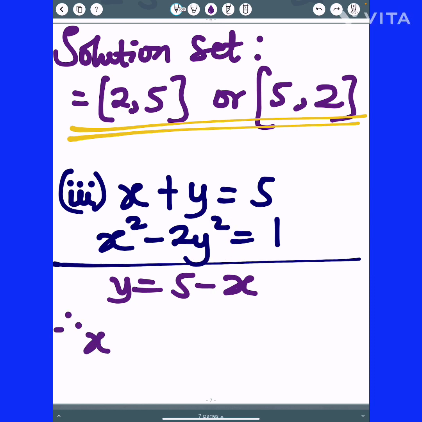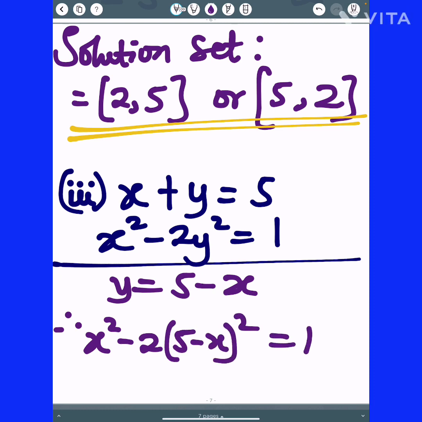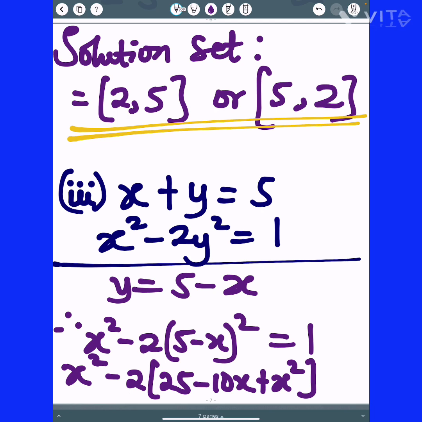Therefore, x squared minus 2 times (5 minus x) squared is 1. You know what I've just done there? Instead of writing 2y squared, I'm going to write 2 times this squared. That's the meaning of substitution. That gives me x squared minus 2 times (25 minus 10x plus x squared) is equal to 1.